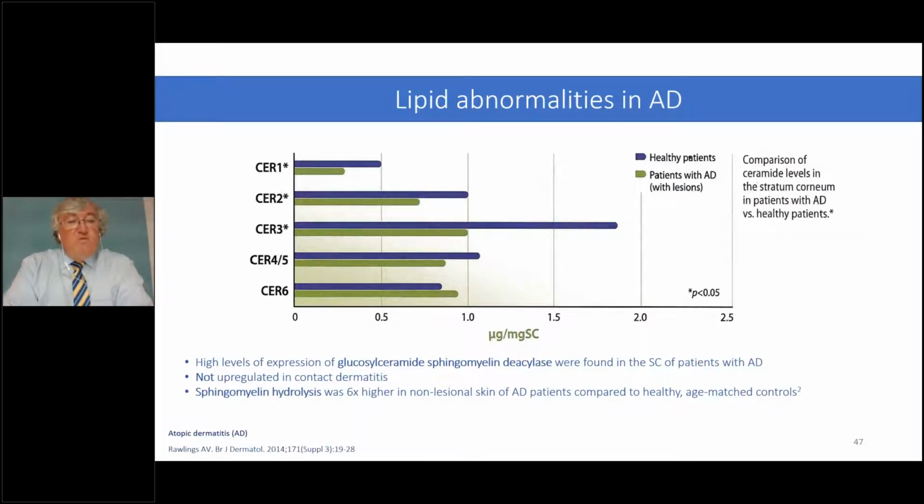This was a fairly seminal paper. Rawlings, in the British Journal of Dermatology in 2014, reported on lipid abnormalities in atopic dermatitis. There are a number of ceramides found in our skin, but I draw your attention particularly to ceramides 1 and 3, which seem to be particularly abnormal in atopic dermatitis. The study was done comparing healthy controls and patients with atopic dermatitis. He found high levels of expression of glucosylceramide and sphingomyelin deacylase, all these big words that we have in dermatology, and interestingly these are not upregulated in contact dermatitis. Sphingomyelin hydrolysis was 6 times higher in non-lesional atopic dermatitis skin versus healthy age-matched controls.